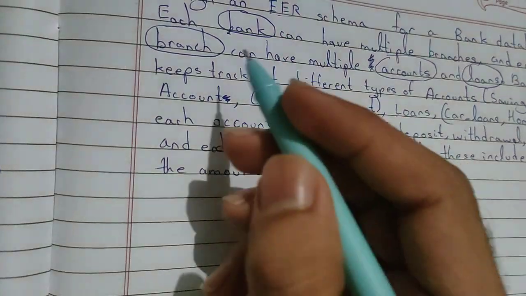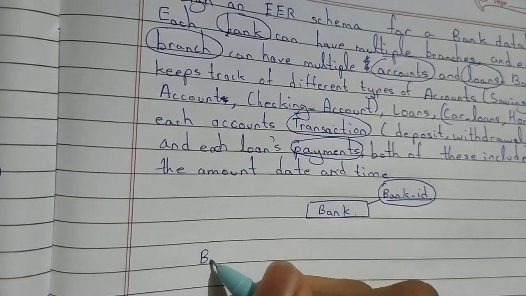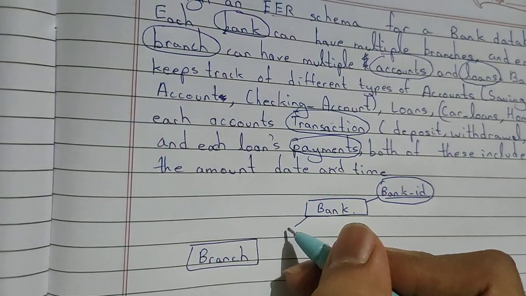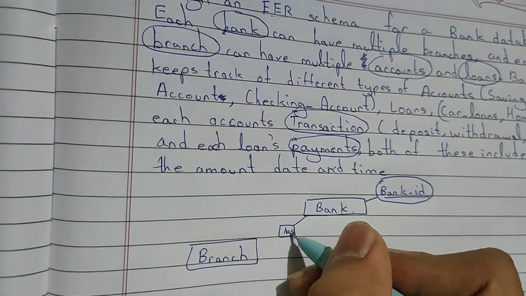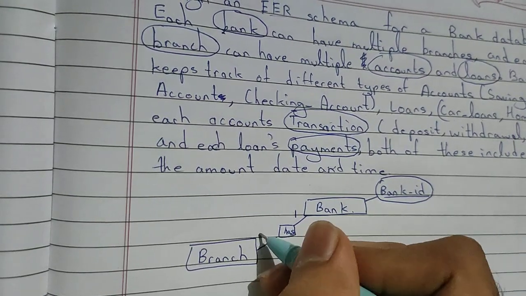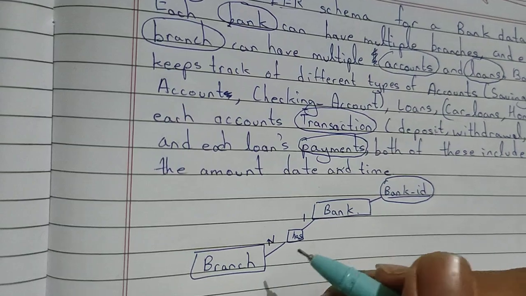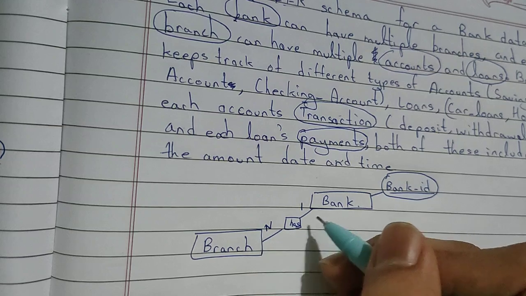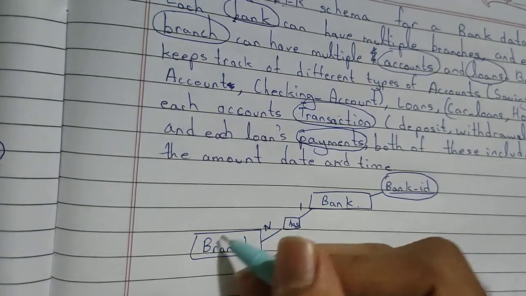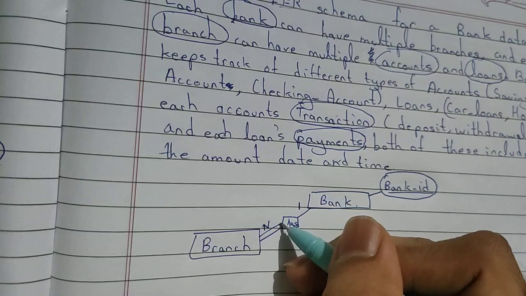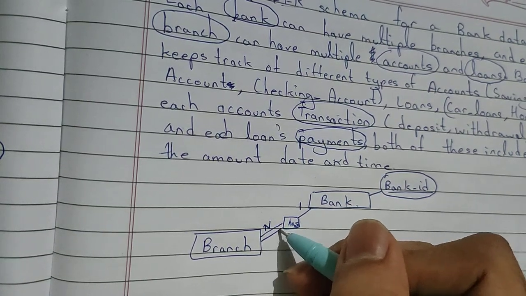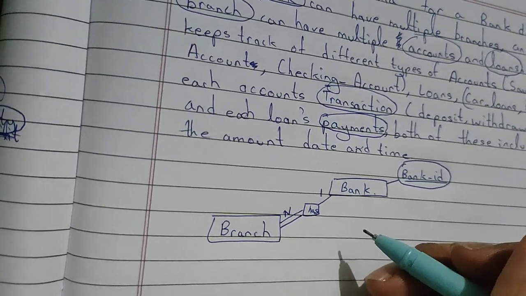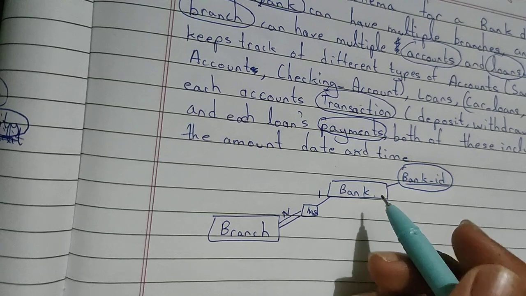Then we have a branch. So each bank will have multiple branches it can have. So a bank has branch, and one bank will have n branches, okay? And if a bank exists, then it may or may not have a branch, but if a branch exists, then it must belong to a bank, no? So from the branch side there is total participation, however from the bank side there is only a partial participation, because branch is more dependent on bank.